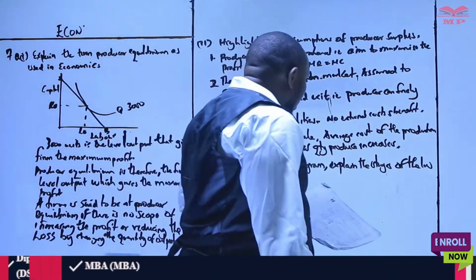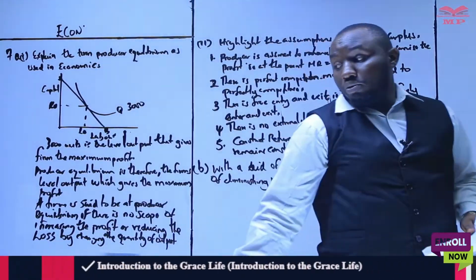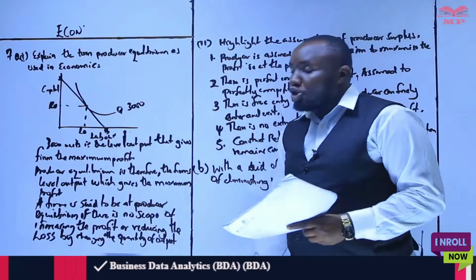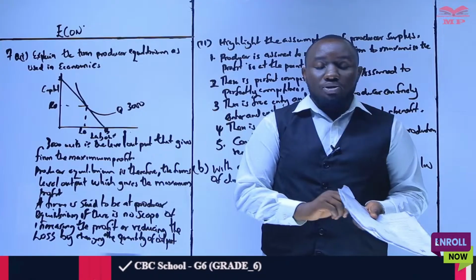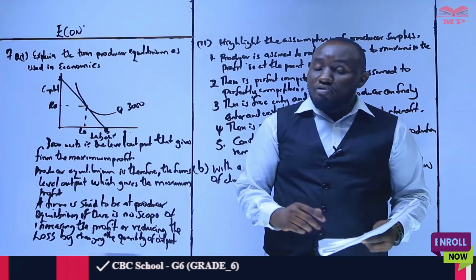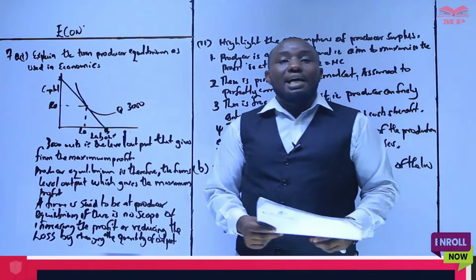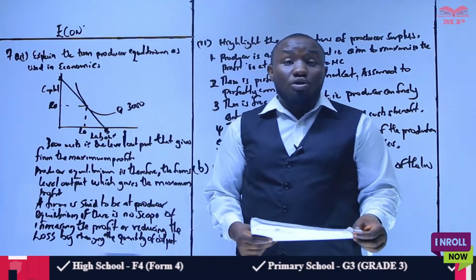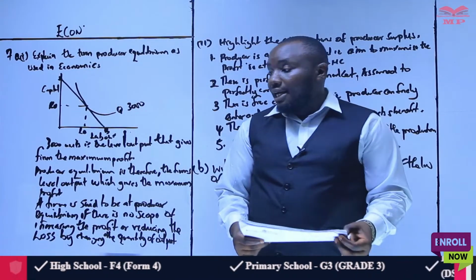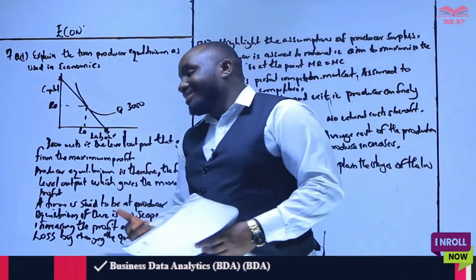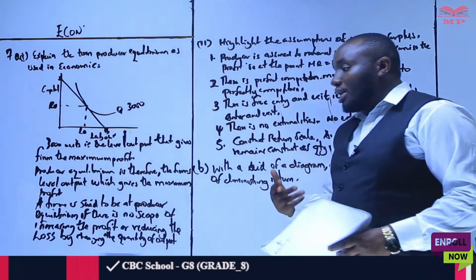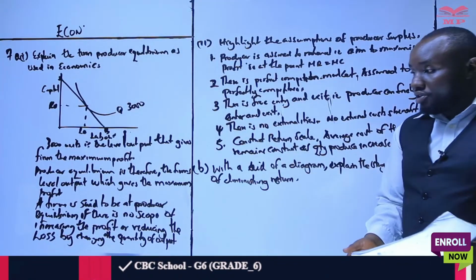So when you talk about the law of diminishing return, we also call it the law of variable proportion. What does the law of variable proportion basically talk about? We say that when a variable factor of production, that is labor, is added to a fixed factor of production, that is land, total output increases, but at a decreasing rate.